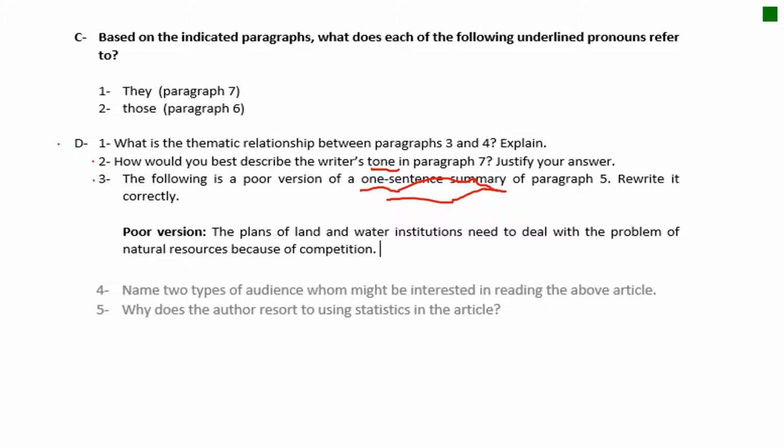I will ask it one of two ways. Either the following is a poor version of a one-sentence summary, rewrite it correctly, or I will ask you to write a one-sentence summary of paragraph 5. So the reason we gave you a poor version here is for you to see how it is not to be written. So don't write it this way. We're showing you how a bad summary is, so as to write your own summary.